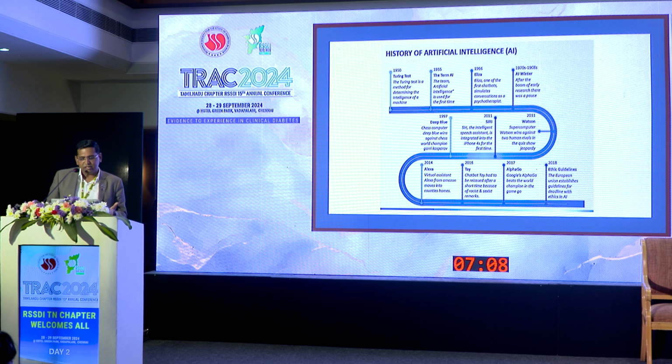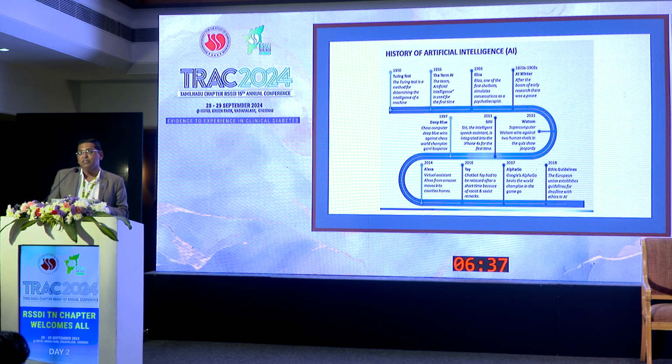In 2014, we saw Alexa. In 2016, we saw Tay. Tay was a chatbot. It had to be withdrawn after a short time because of racist and sexist remarks. That is why ethics becomes so important in artificial intelligence. Because if the machine goes beyond your hand, it can do anything. In 2017, AlphaGo came, because Google's AlphaGo beat the world champion in the game Go. And that is how it came into the foray that they can be better than human beings for the things which human beings were thought of as only capable of doing till now.